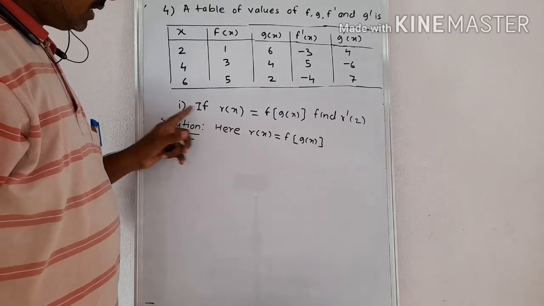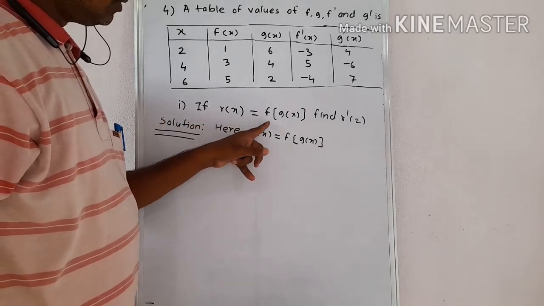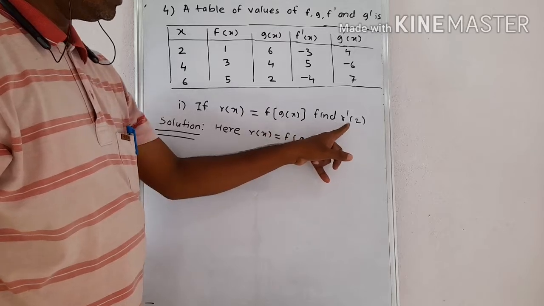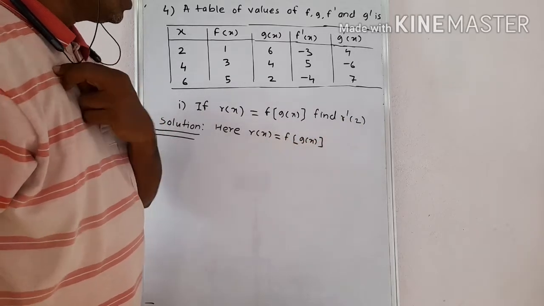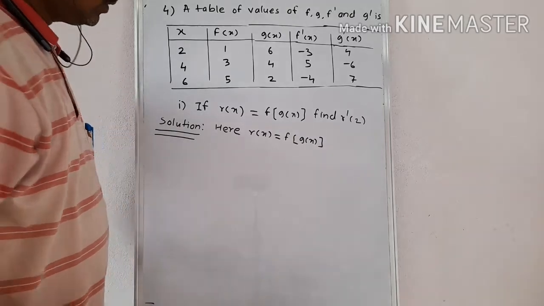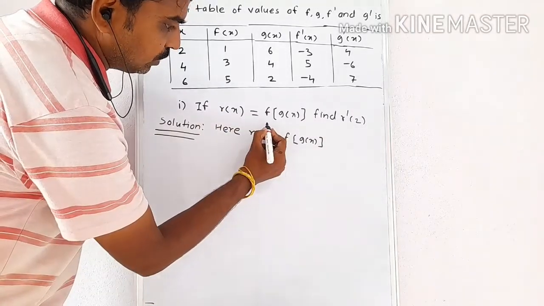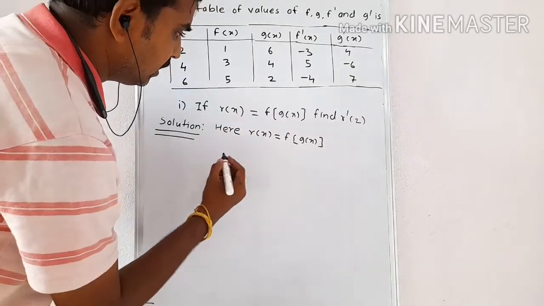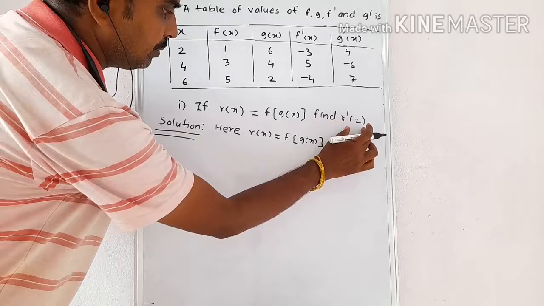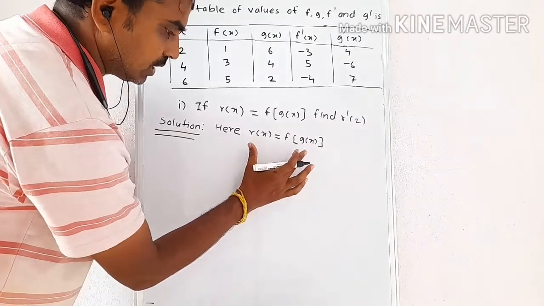Here first example is r of x equal to f of g of x, and we want to find their functional value for derivative r dash of 2. To find this solution, first we have to consider r of x equal to f of g of x. Therefore, first we have to differentiate this formula with respect to x.